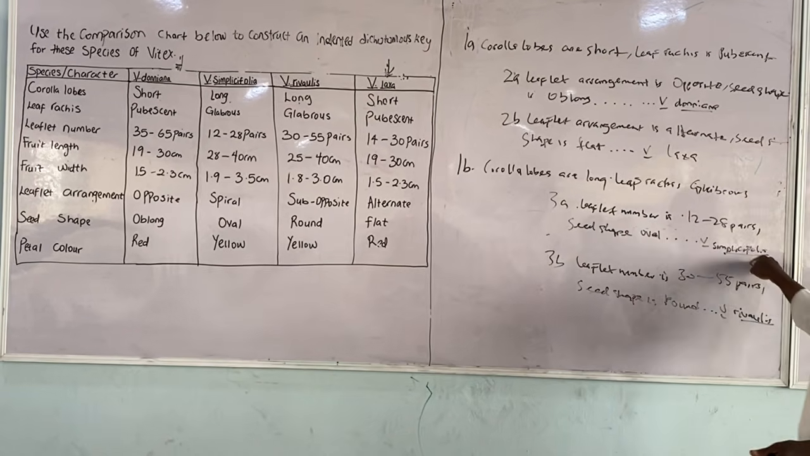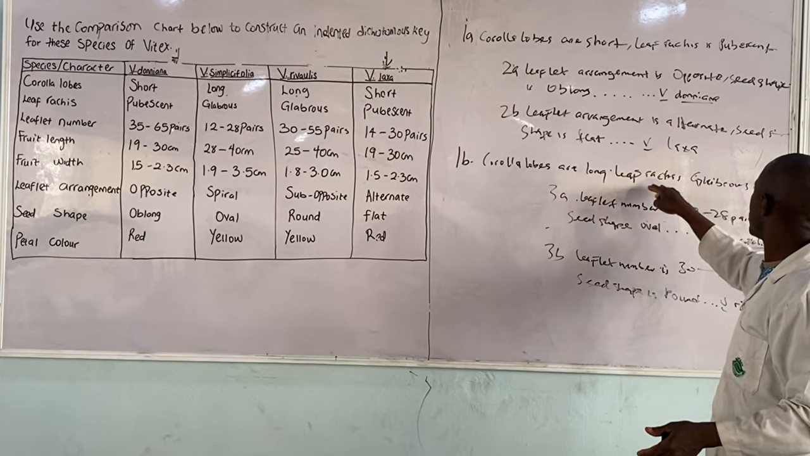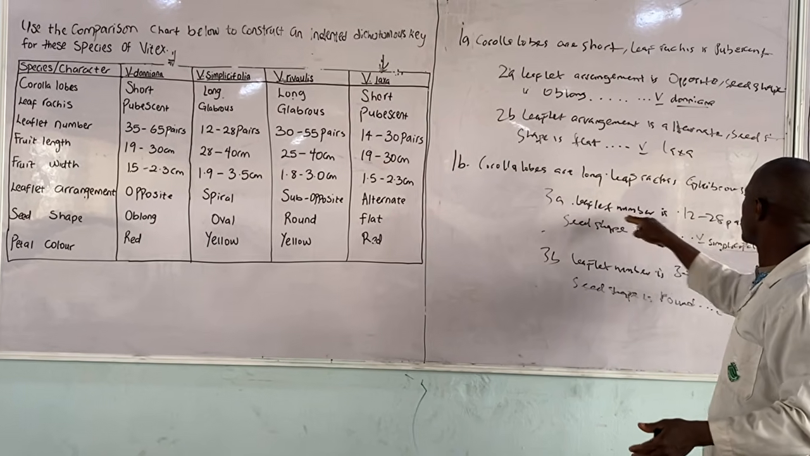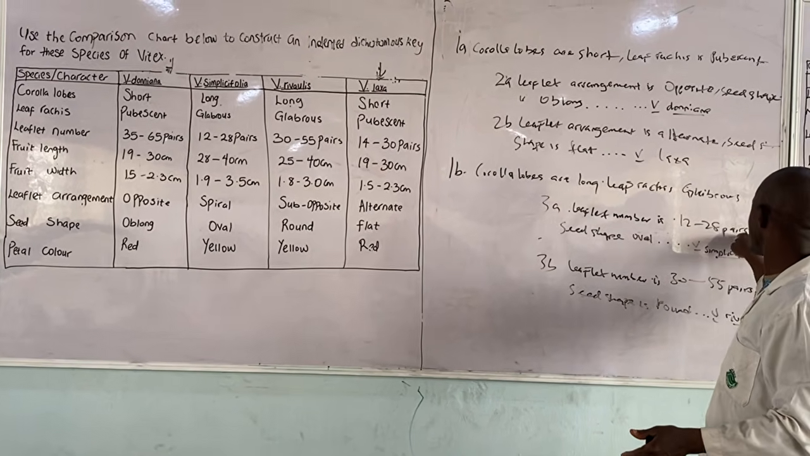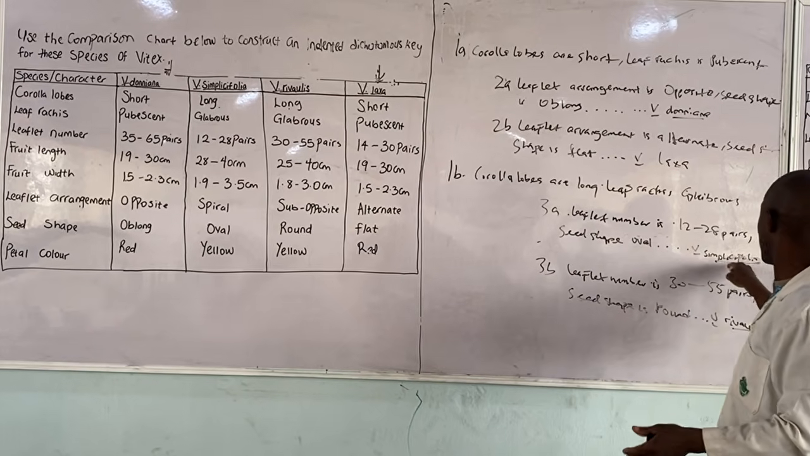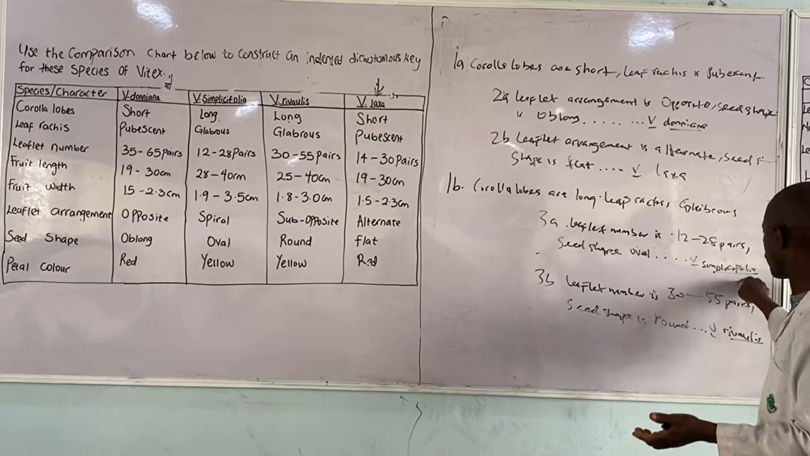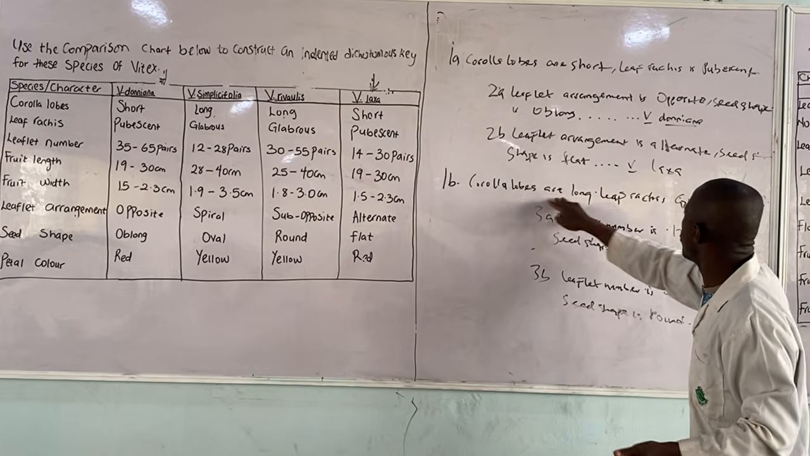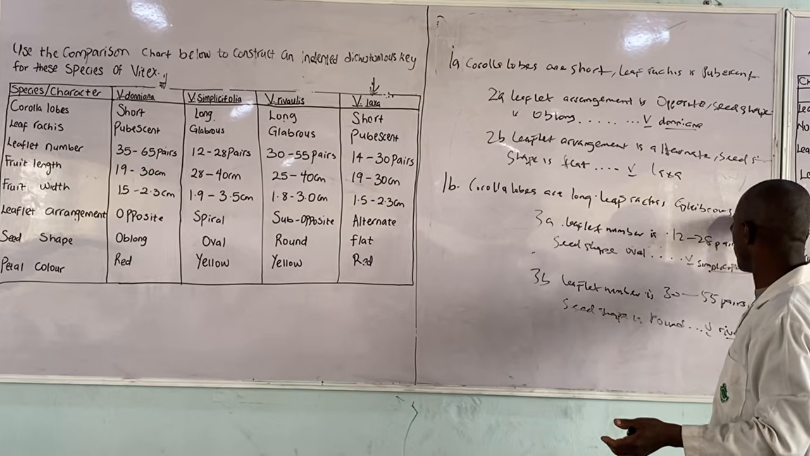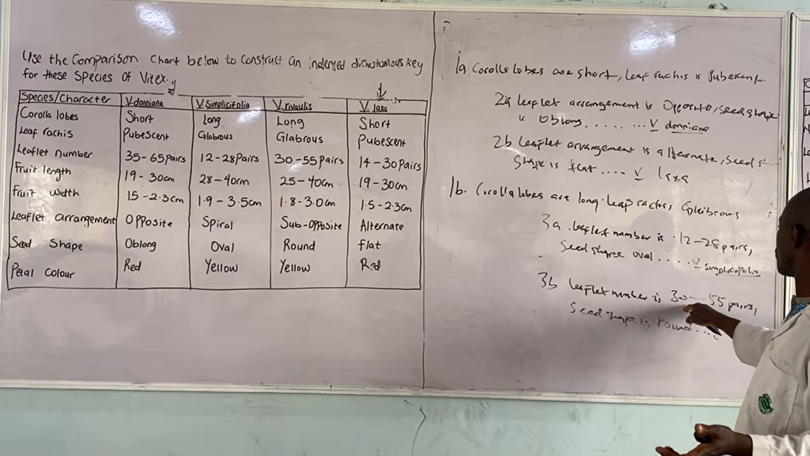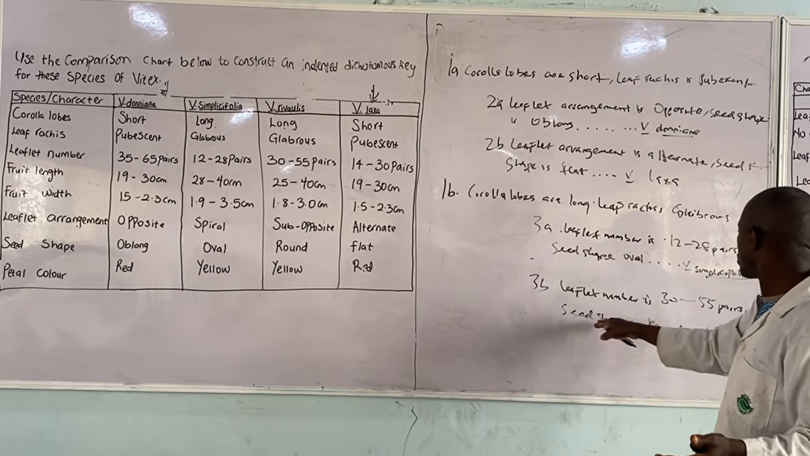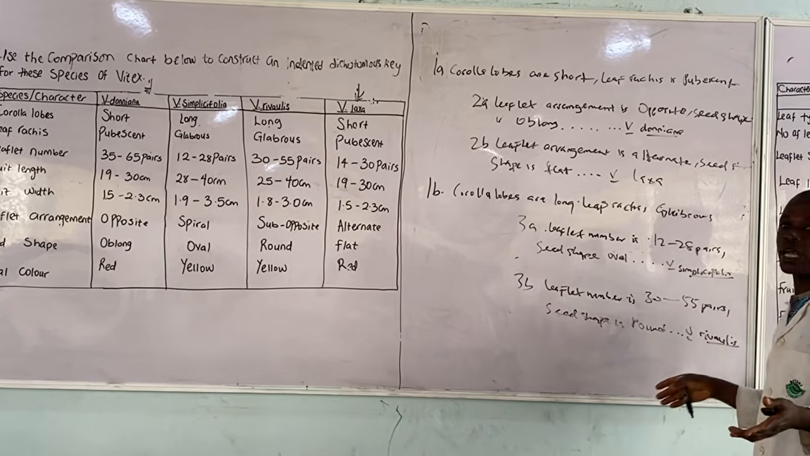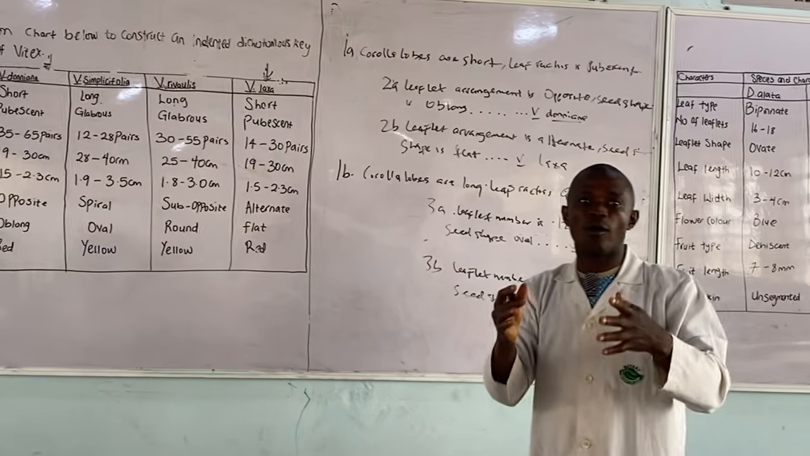For the next, this is V. foliar. Corolla lobes are long, leaf branches are glabrous, leaflet number is 12 to 28 pairs, seed shape is oval, and that's this. And the last one, V. revolve. Corolla lobes are long, leaf branches are glabrous, leaflet number is 30 to 50, and seed shape is round. That's how we're able to differentiate our four plants into different taxa.